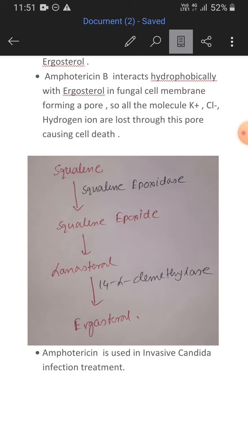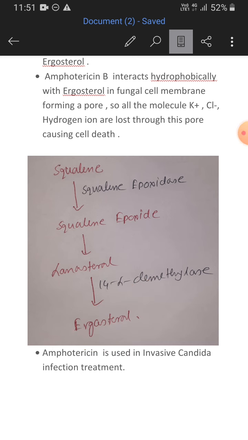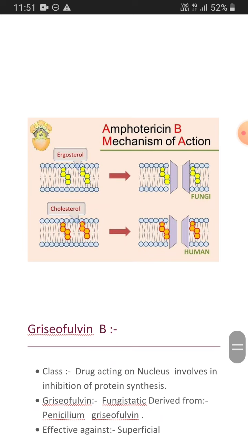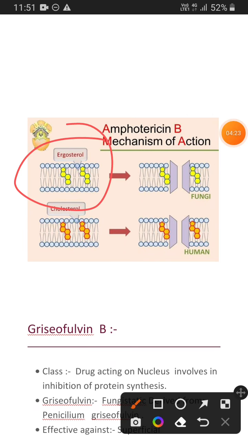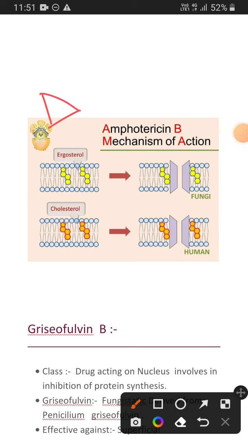Our amphotericin B is going to interact with this ergosterol. You have to be clear about this in your mind. In fungus, the plasma membrane, or cell membrane more specifically, is made up of ergosterol, and for us it is cholesterol. Suppose this triangle is amphotericin B. It will act with ergosterol hydrophobically and lead to the formation of a pore in the cell membrane.